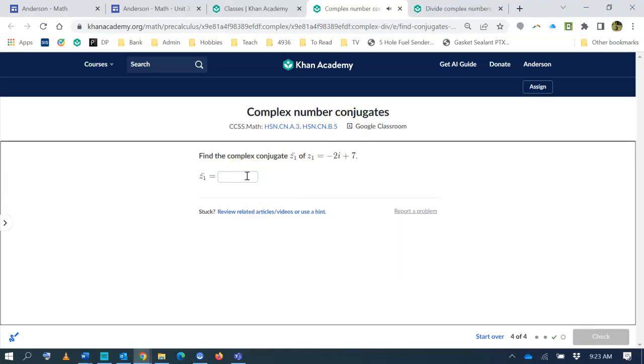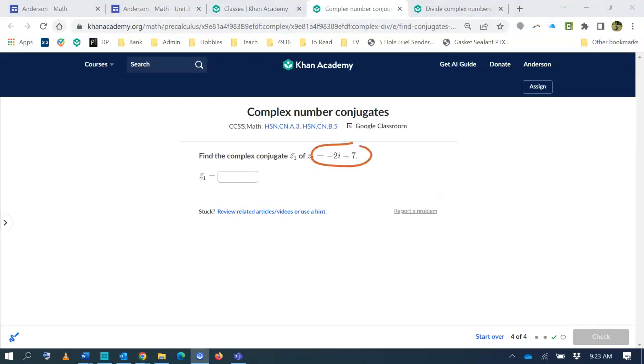All right. And just like the last one, it's not written correctly. So we need to flip the numbers. We have a positive 7 minus 2i. Now we need to take our second number to find the conjugate and flip its sign. 7 plus 2i is the answer this time.